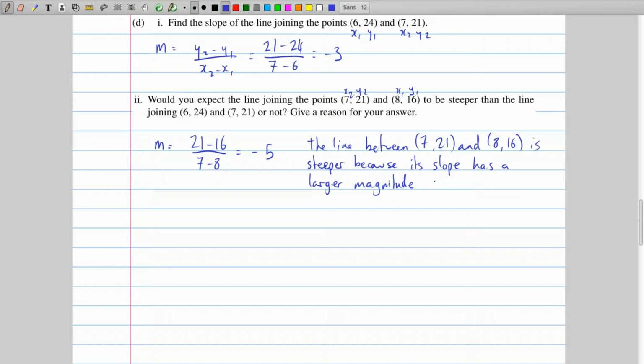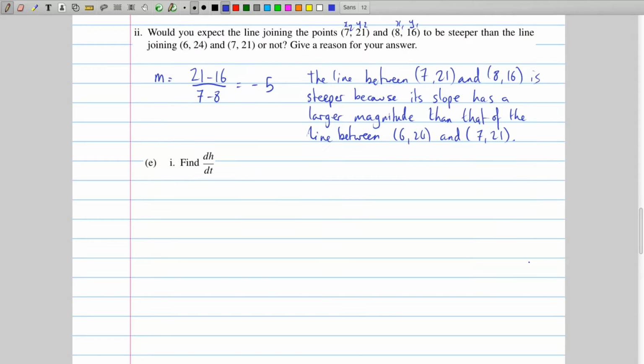And we might as well include then that of the line between the other 2 points, 624 and 721. So since minus 5 is a bigger absolute number than minus 3, then that is the steeper line ultimately.